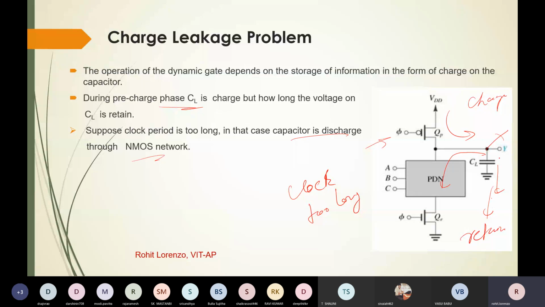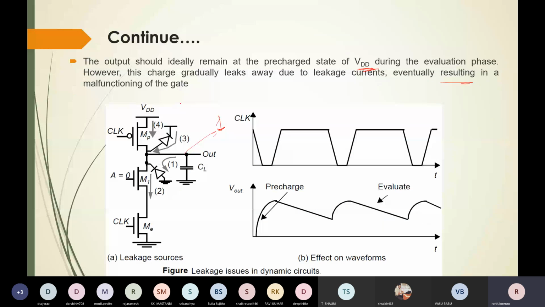Suppose you have a 5-volt supply and the node is charged to 5 volts, and because of leakages, it reduces to 3 or 2. So logic 1 is not maintained. Ideally, the output should remain at the pre-charge level, VDD, which should be 1. During the evaluation phase, this charge gradually leaks away due to the leakage current, eventually resulting in malfunctioning.